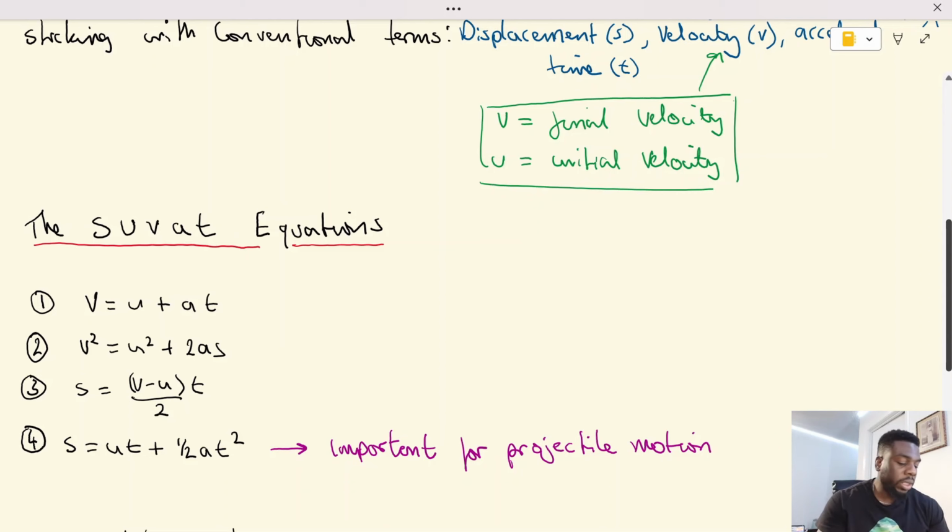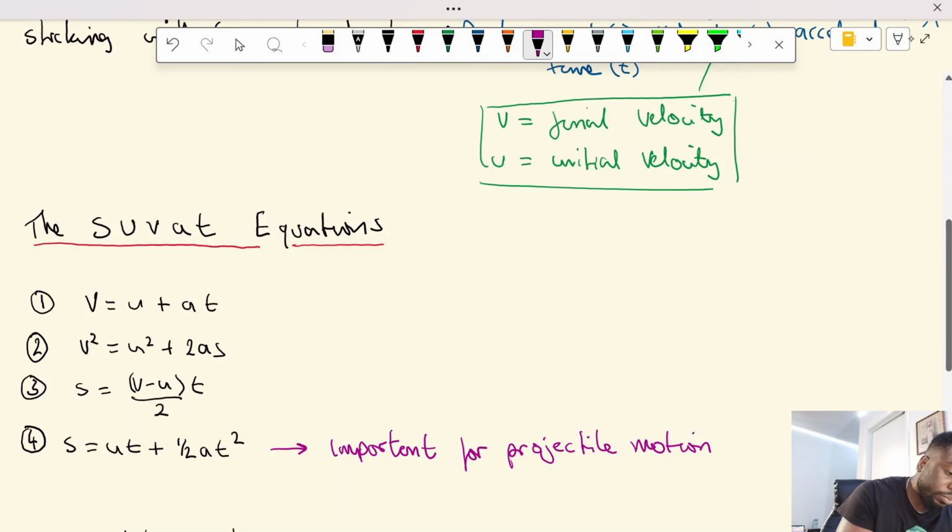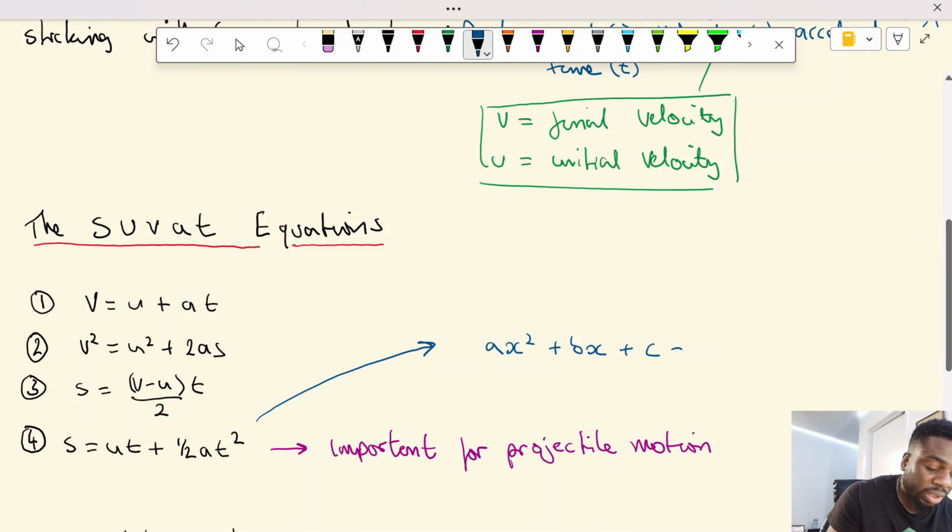Why? If you look at this equation real close, what does it look like? It literally looks like a quadratic. So it looks like ax squared plus bx plus c equals 0 kind of thing, right? That is literally what it looks like.